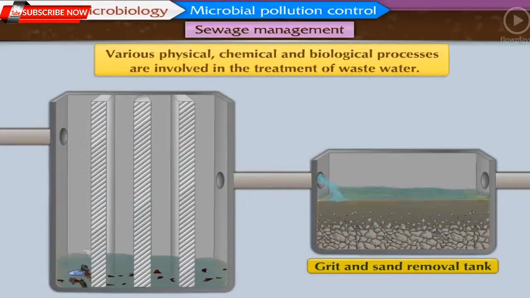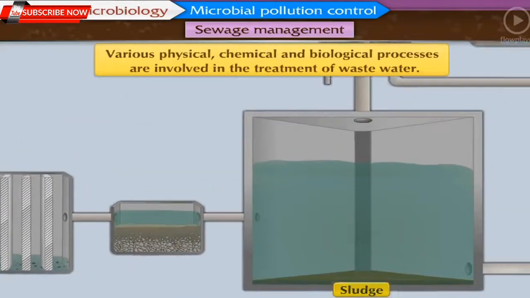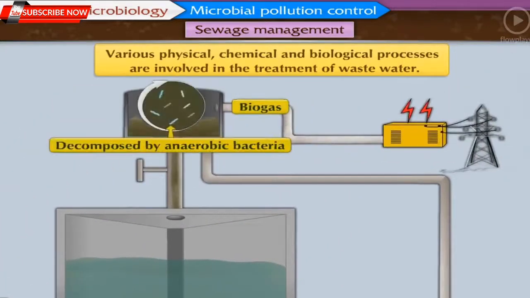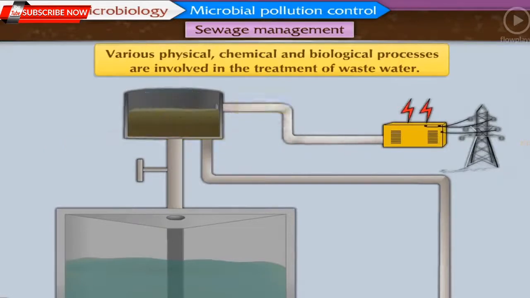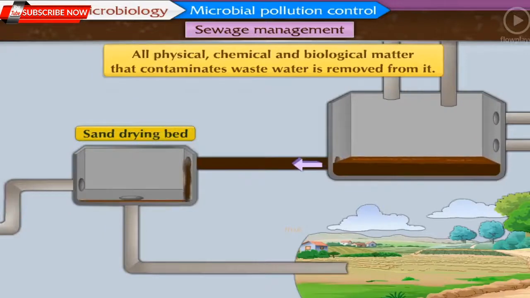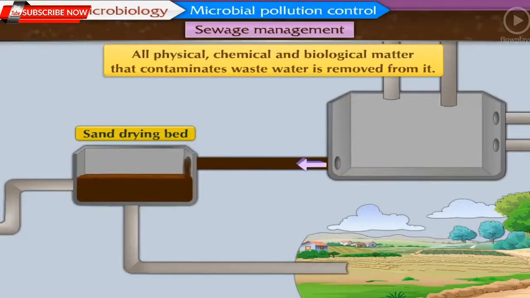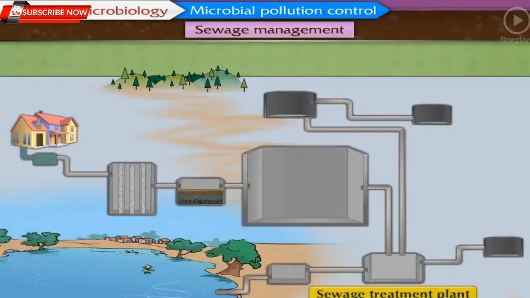Various physical, chemical, and biological processes are involved in the treatment of wastewater. All physical, chemical, and biological matter that contaminates wastewater is removed from it. This is a very general description of how sewage is managed. Let us now specifically focus on the role of microbes in sewage management.